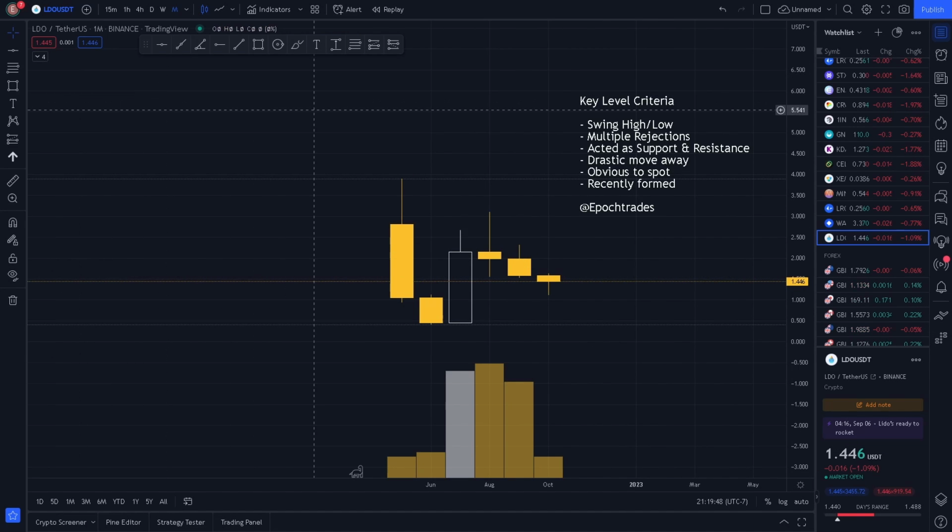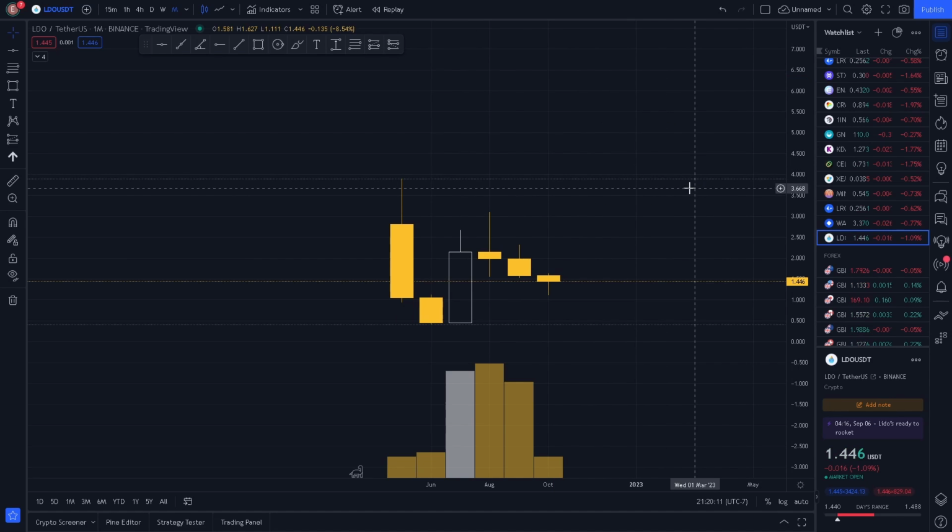Today we're going to be covering key levels on the monthly and weekly time frame for LDO. So as always, our key level criteria, what we look for is swing highs and swing lows, multiple rejections, acted as support and resistance, drastic moves away, obvious to spot, and recently formed. So let's go ahead and hop right in.